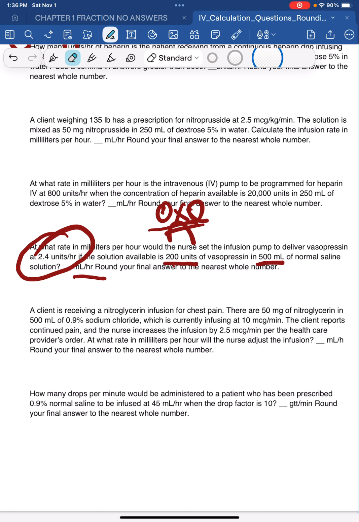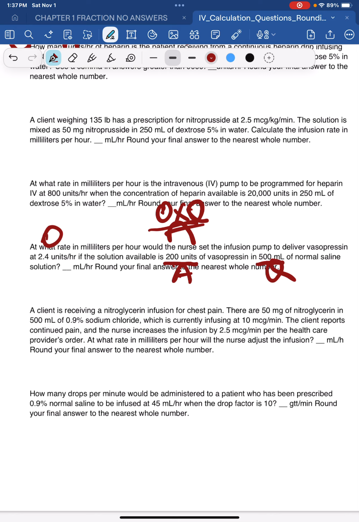You see, 2.4 unit per hour. So that right there is your order, and your order is in the basic shape. Okay? So now we're going to apply our formula. Your order is 2.4. Your available is 200. That's your quantity, and this one here is your order. So let's apply everything.